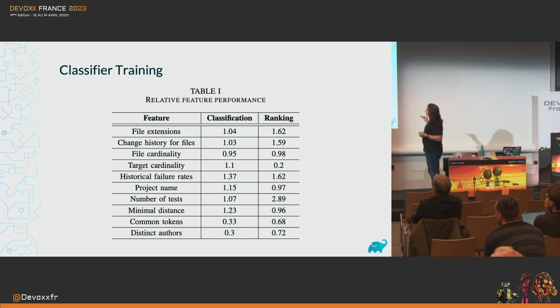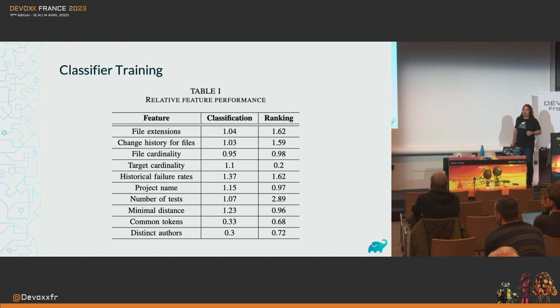File extensions, interestingly, have had some impact. Change history for files as well, right? So these are some of the features that are used in the classifier to train the gradient boost model. Some of the features of the changes that are actually looked at to learn from and then make this determination later.